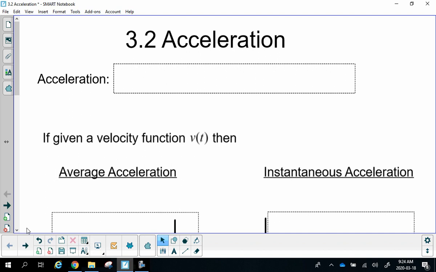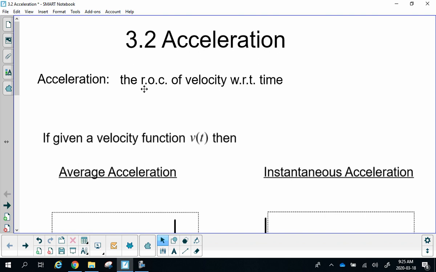All right, we're going to work on part 2 of our lesson, which is acceleration. Now, acceleration is related to velocity. In fact, in calculus, we define acceleration as the rate of change of velocity with respect to time. So if velocity is changing, as in you're going from one speed to a different speed, then there's going to be some level of acceleration.